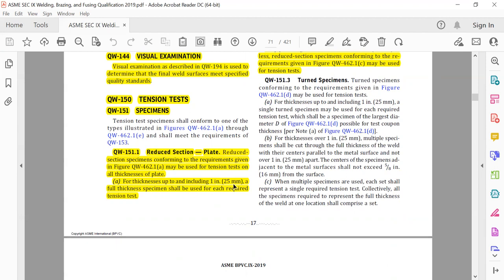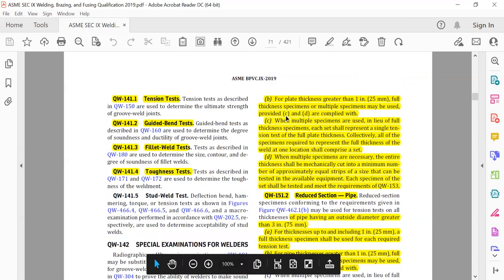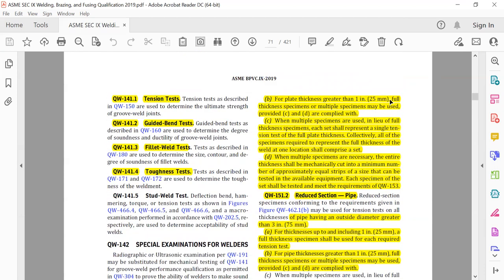For thickness up to and including 1 inch, 25 mm, full thickness specimen shall be used for each required tension test for plate. So for plate thickness greater than 1 inch, then full thickness specimen or multiple specimen may be used. It depends on you what you can change.